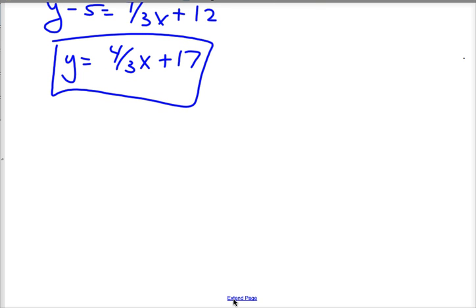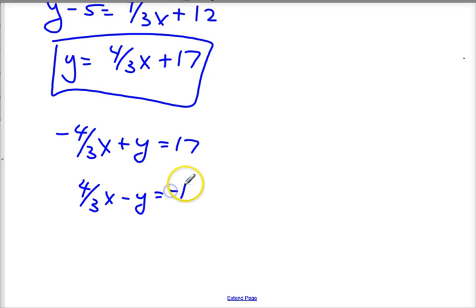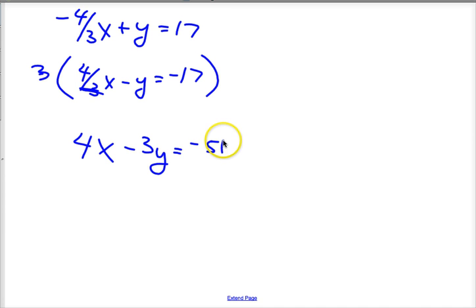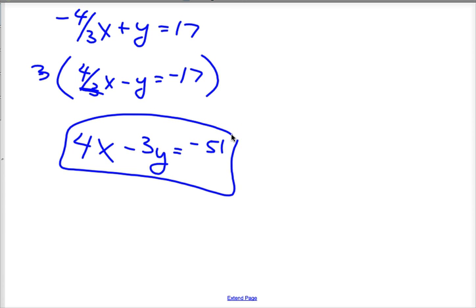Standard form would require me to bring over the x, switch the sign because I want x to be positive. So let's switch all those signs, and then get rid of the fractions by multiplying everything by 3, the common denominator. That would cancel this 3 out. It would make y 3y, and then negative 17 times 3 is negative 51. Those are your 3 forms: point slope, slope intercept, and standard form.